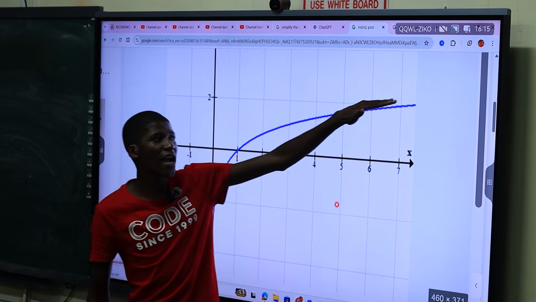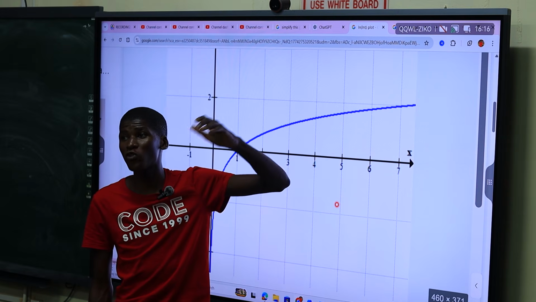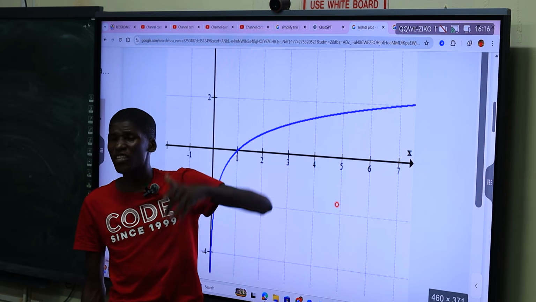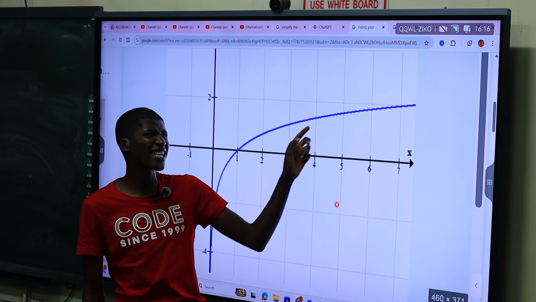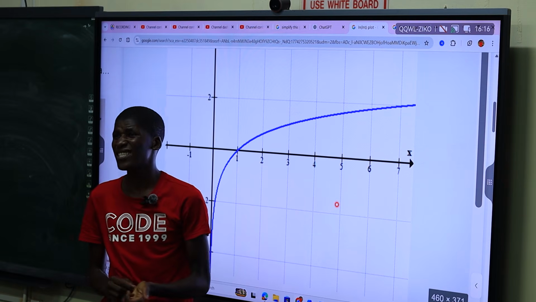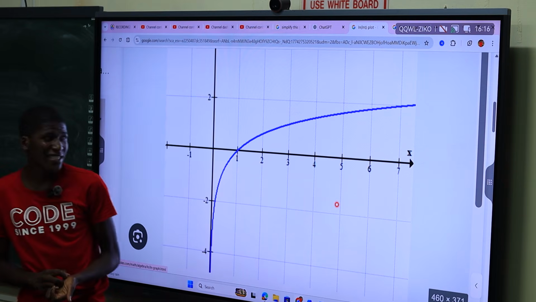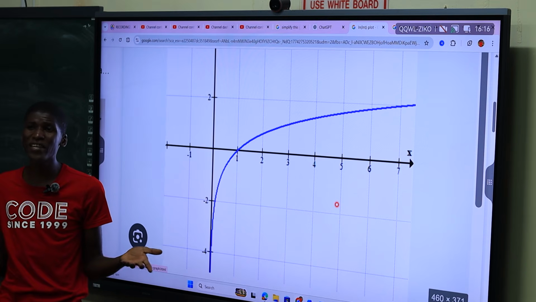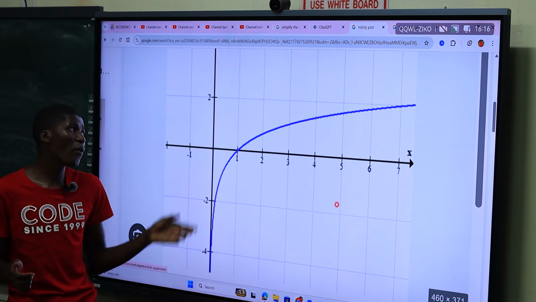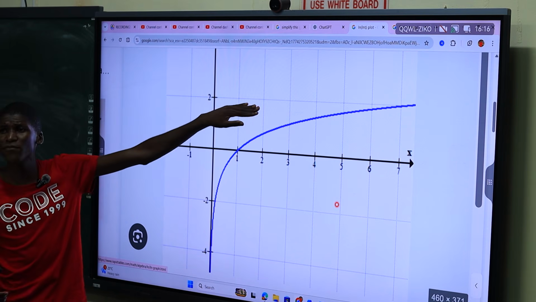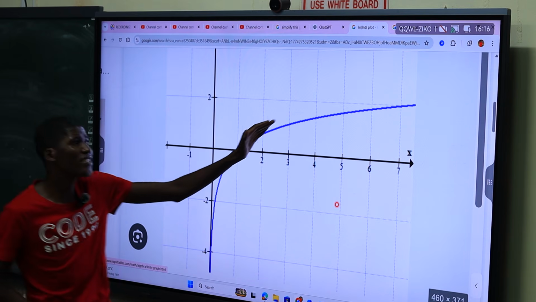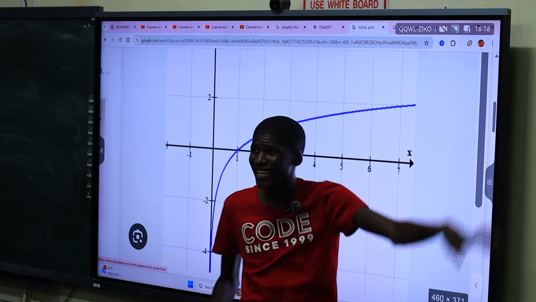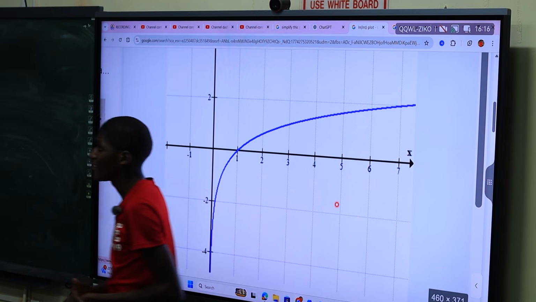So as x becomes bigger, the value of y also becomes bigger. So this limit as x goes to infinity is equal to what? Infinity, because the number keeps on growing. The y value keeps on becoming bigger. There is no asymptote here. So the graph will continue going higher and higher as the value of x increases.